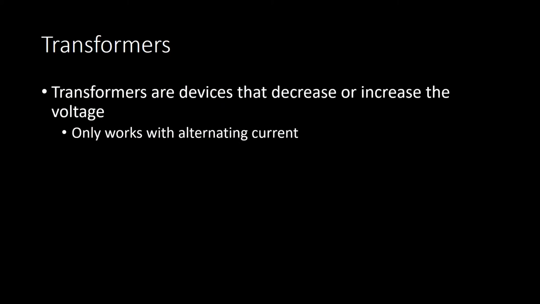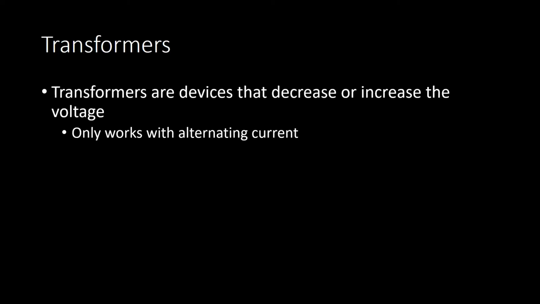The next thing is a transformer. Now this is not the movie franchise, obviously. This is that big metal box you see outside of a house that has all those warnings on it, do not touch, all that kind of thing. So transformers are devices that can decrease or increase the voltage. This only works with alternating current. So the ones that we see in the big boxes outside of homes and businesses, those are trying to decrease the voltage.